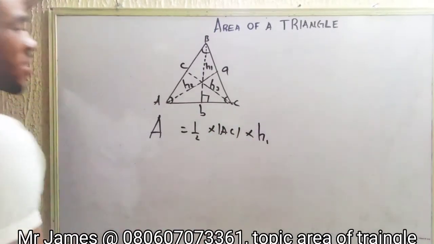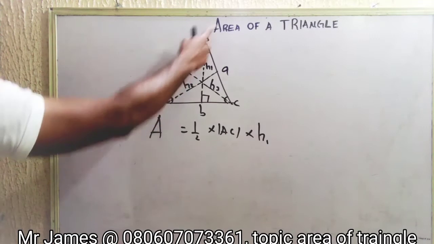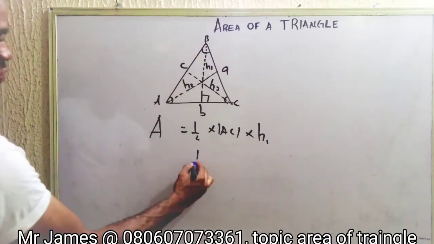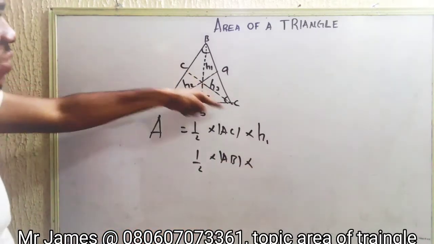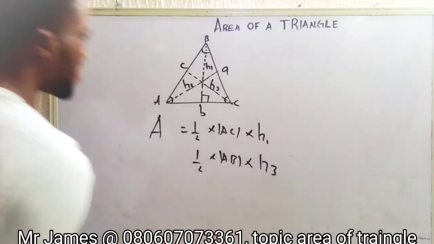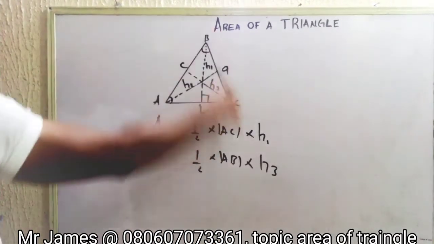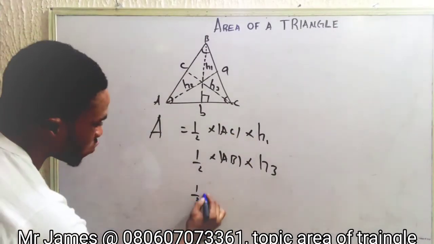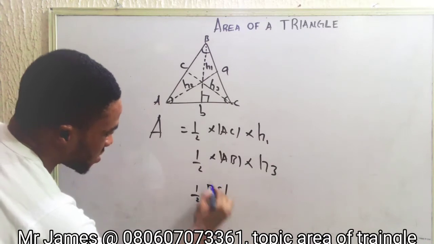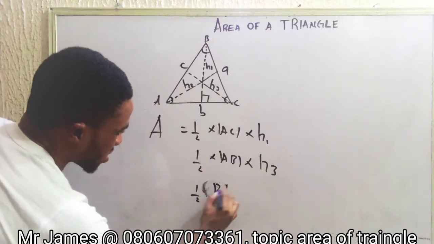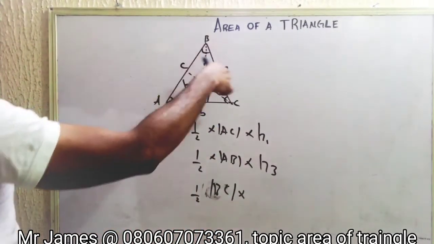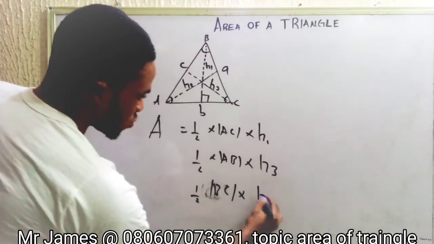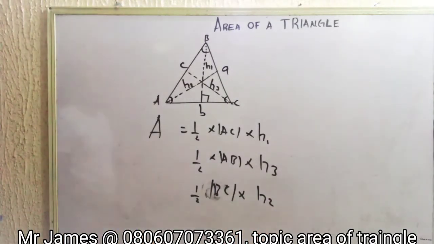That's the first case. On the other hand, if I want to consider line AB as the base, I'm going to have 1 over 2 times line AB times the perpendicular height, which is H3. If I want to consider line BC as the base, I'll have 1 over 2 times line BC, sorry about that, times the perpendicular height to line BC, which is H2.